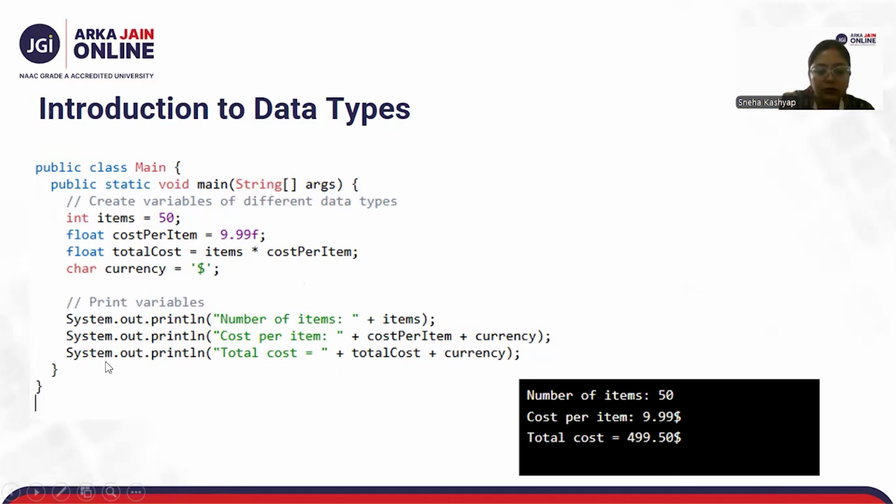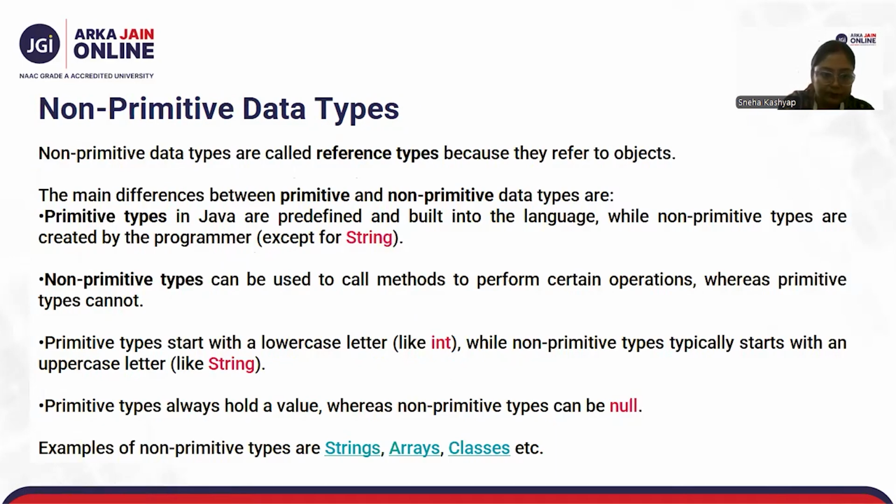Next is system.out.println for the total cost. The total cost is calculated here. It will read the item, read the cost per item variable, multiply both of them, and along with the currency it will print the result. So here it is: the cost of 50 items is $499.50. So this is how my data type program will run.